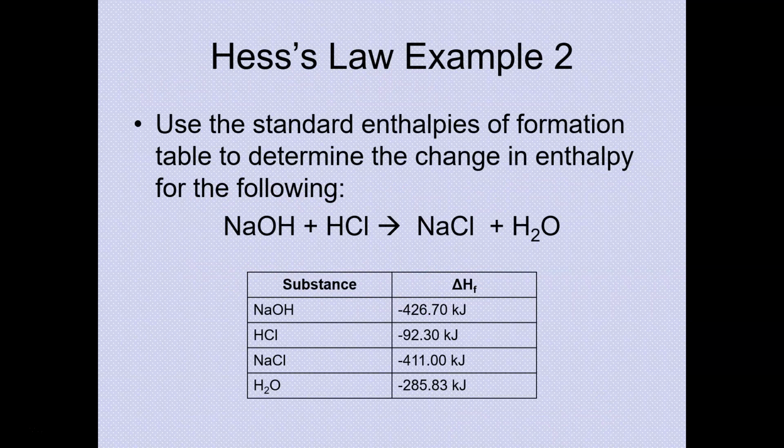I want you to try this example on your own and pause this video and come back when you're done to see how you did. So this time you're told to use the standard enthalpies of formation table to determine the change in enthalpy for the following. NaOH plus HCl produces NaCl plus H2O. So try this one on your own, follow the example we just did, and come back when you're done to check your answers.